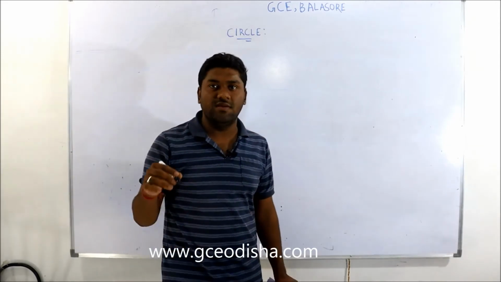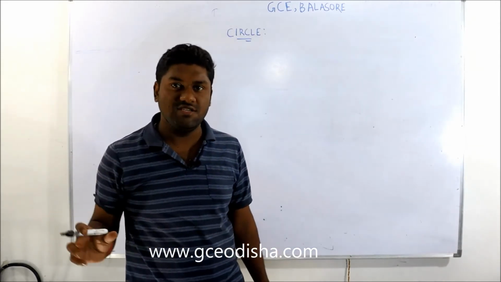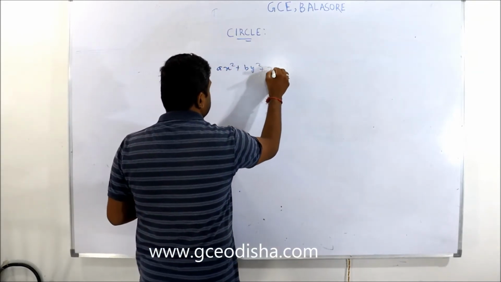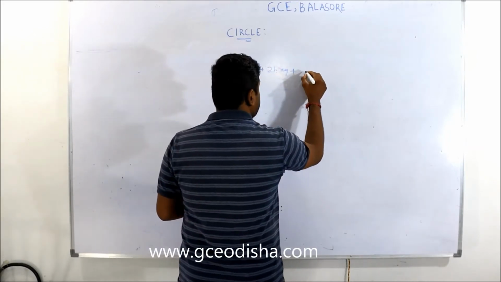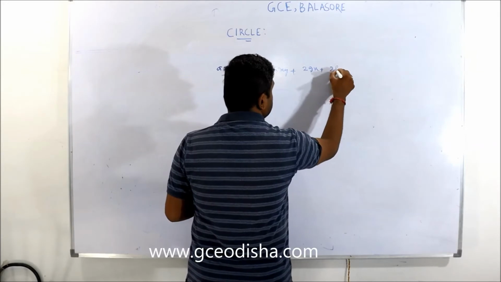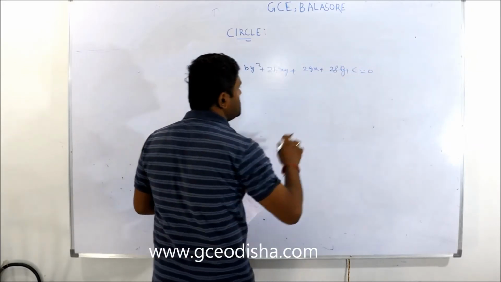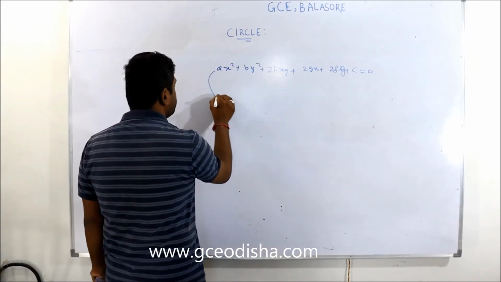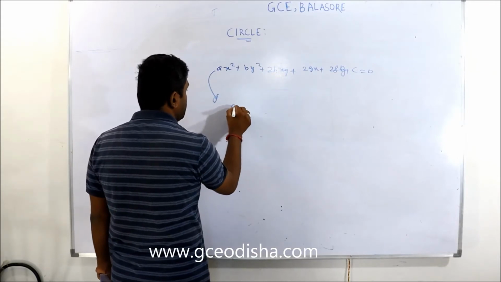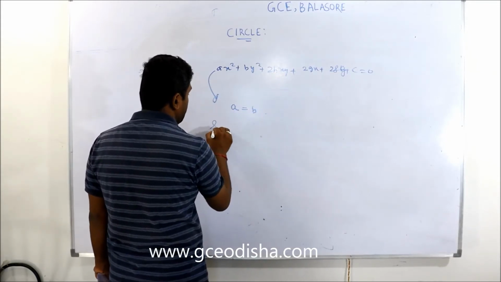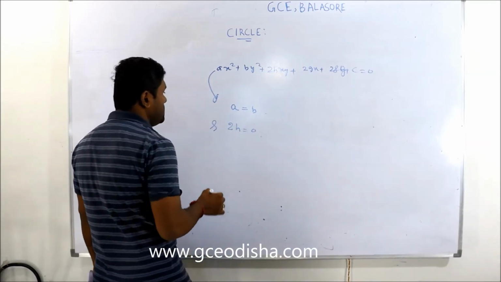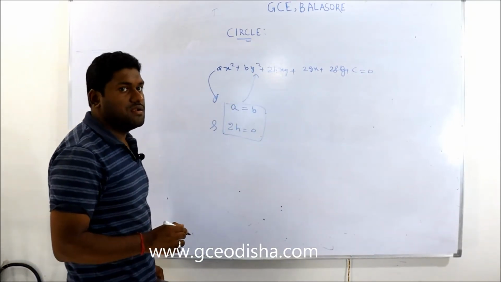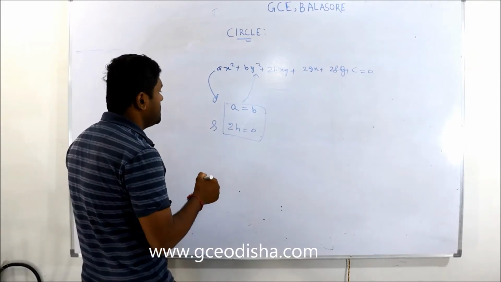Like I told in the previous class, there is a general equation given: a x square plus b y square plus 2hxy plus 2gx plus 2fy plus c is equal to 0. This is the generalized equation of the pair of straight lines, and this equation represents a circle when coefficient a is equal to b and h is equal to 0. This is the condition when this equation represents a circle, right? And how can you know that?